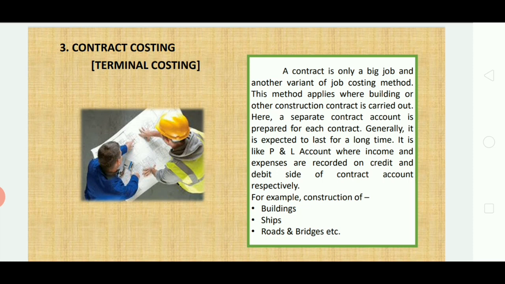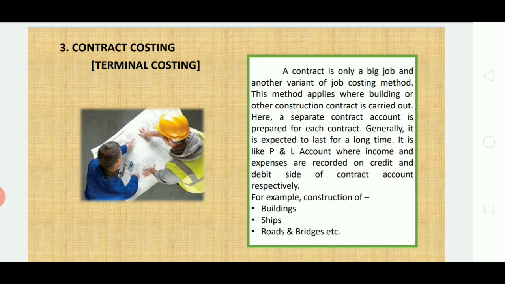It is like a P&L account where income and expenses are recorded on the credit and debit side of the contract account respectively. Just like a P&L account, you are preparing the contract account. કોઈપણ P&L accountની જેમ જ તમે અહીંયા contract account છે પ્રિપેર કરો છો, in which on the debit side of the contract account expenses are recorded and on the credit side of the contract account your contract price is recorded.